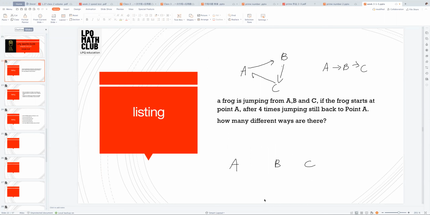So instead of going back to A, I'm thinking about going back to B. And then B back to A. So this one, 1, 2, 3, 4, 4 steps. So there's 1 way there. Do we have another one?